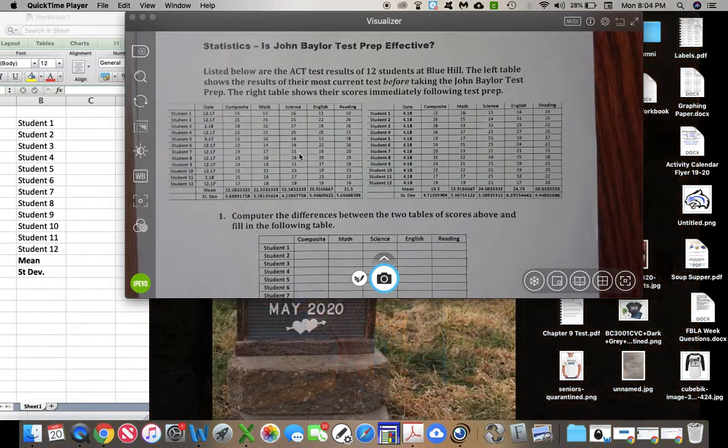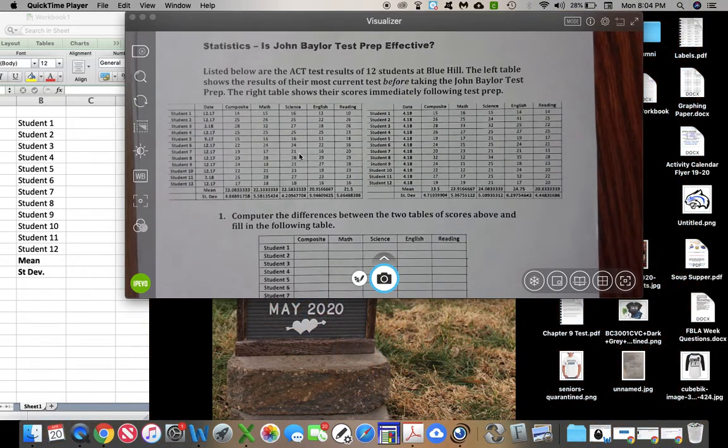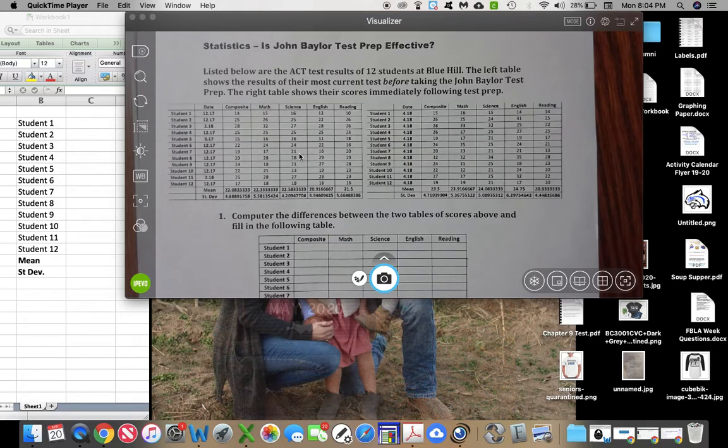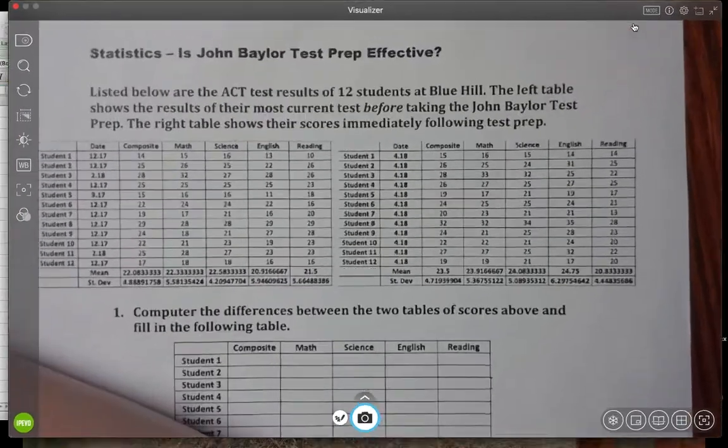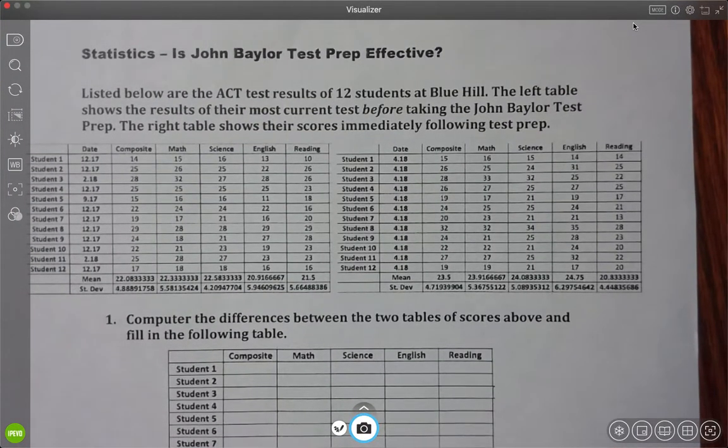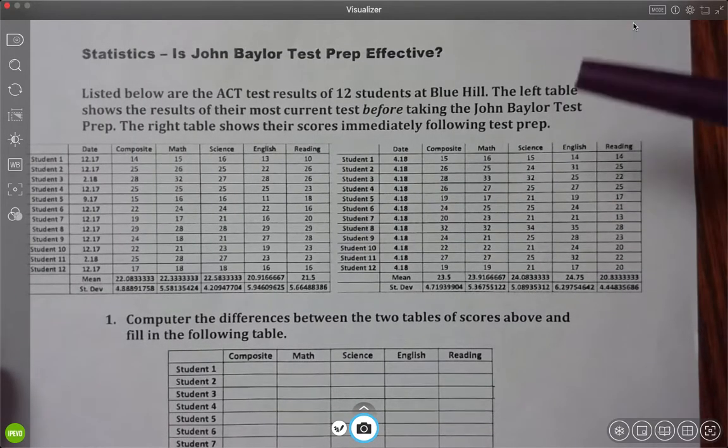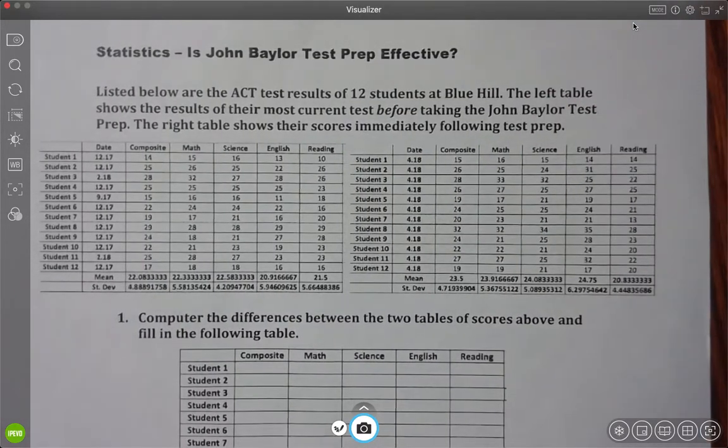This is an extension or a project that I started doing last year with my stats kids after chapter 9, because it goes right along with what we've been talking about. What I've done here is I've actually taken data from Blue Hill students, and these are last year's senior class. If I had you guys as data from Mr. Hubble, I would probably plop those in here and we would do that instead. But these are going to be last year's senior class.